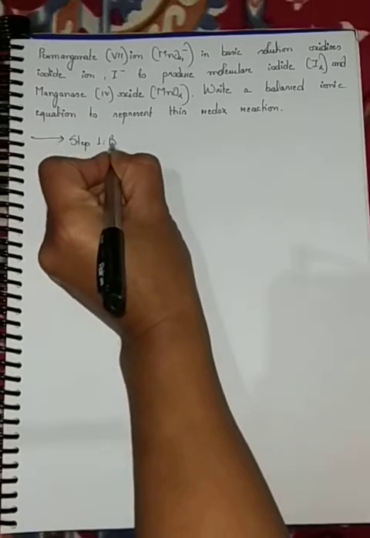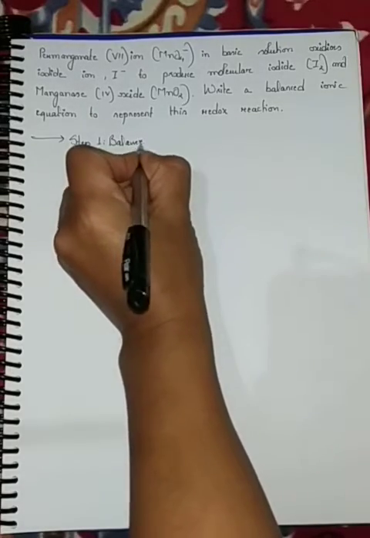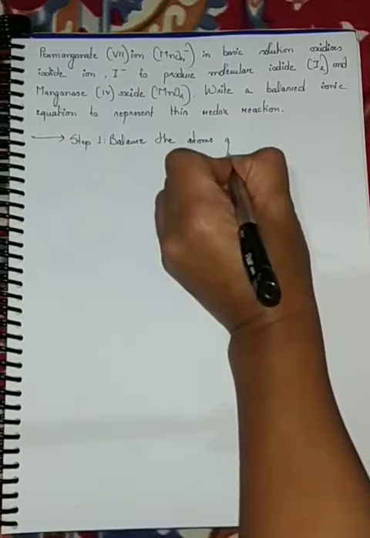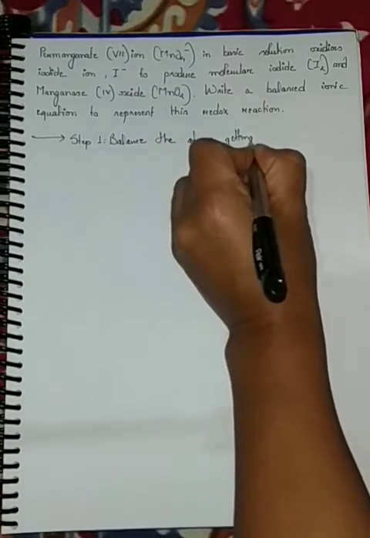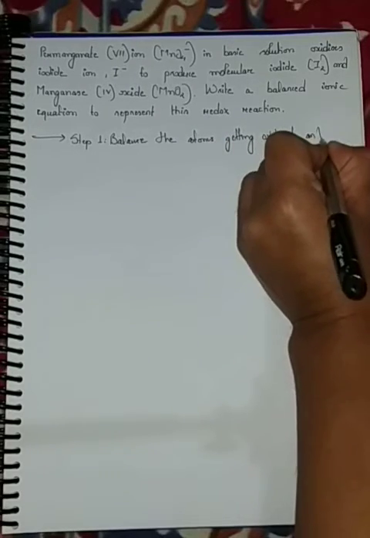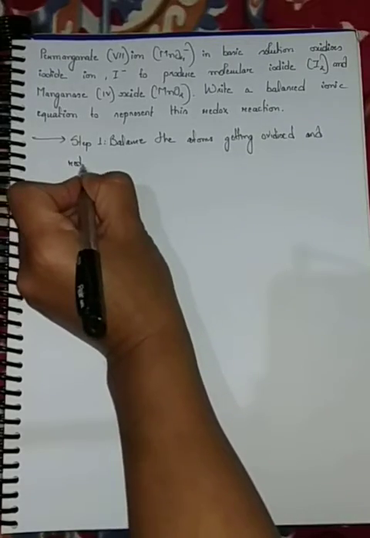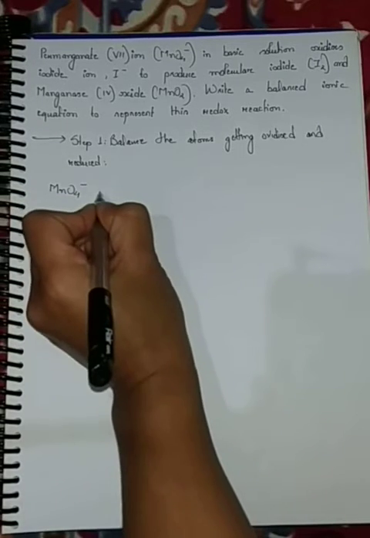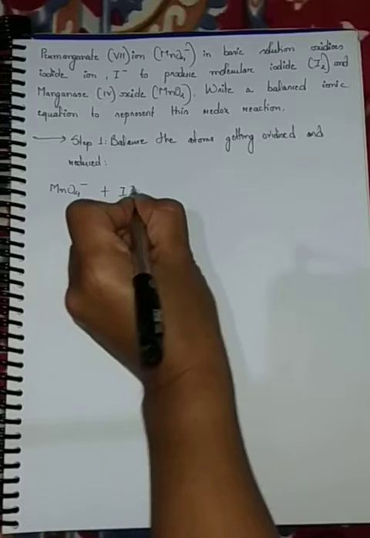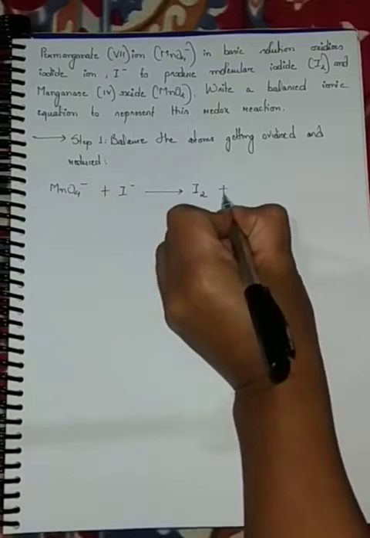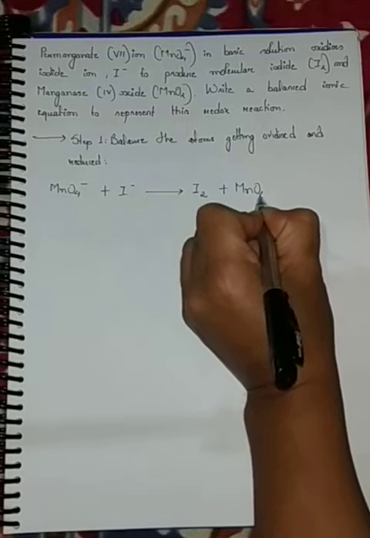Let me write down here: balance the atoms getting oxidized and reduced. Balance the atoms getting oxidized and reduced. So let's write the reaction here. Permanganate ion oxidizes iodide ion to give us molecular iodine and manganese dioxide MnO2.